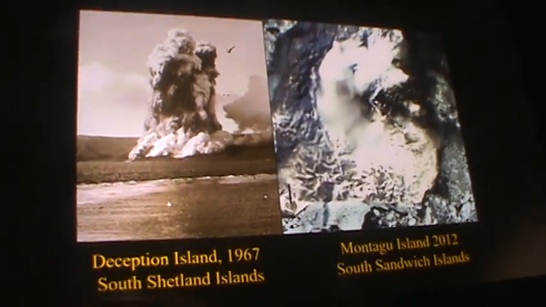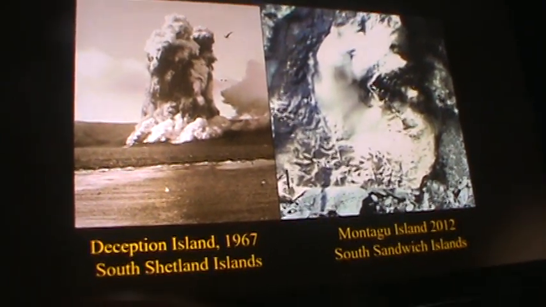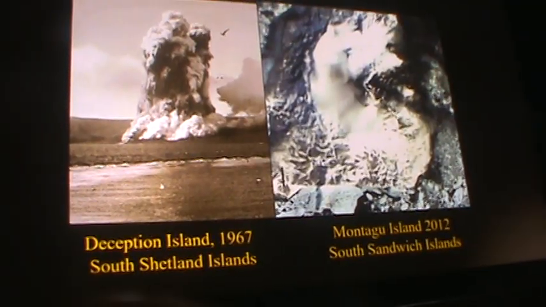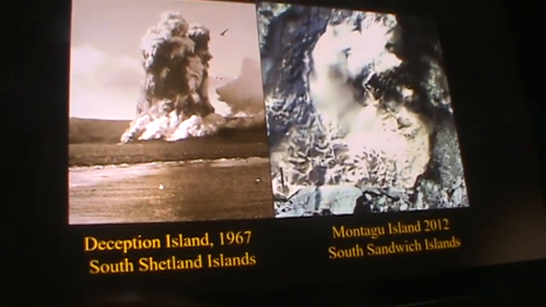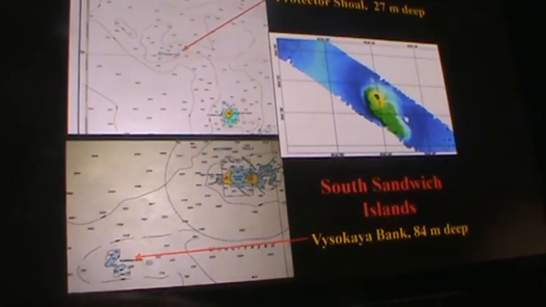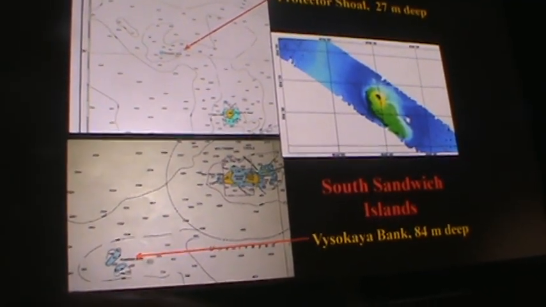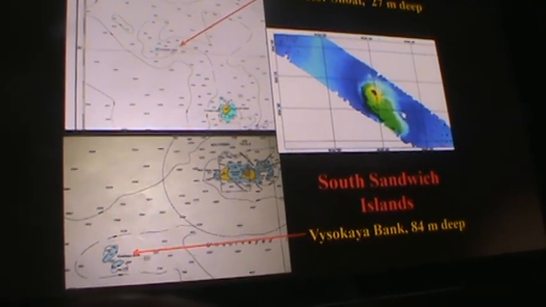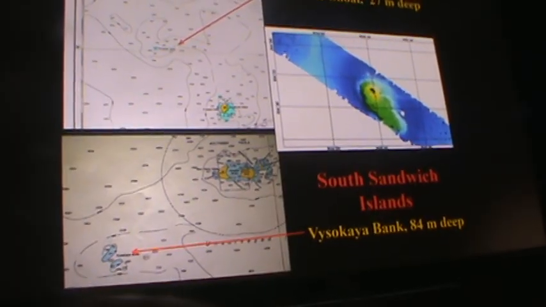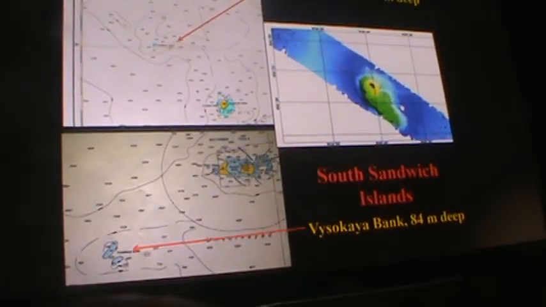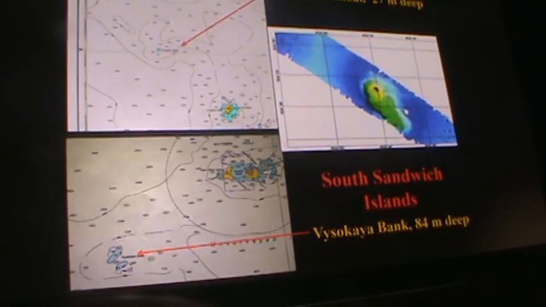Some examples. Deception Island, 1967, first of several eruptions. There it is blasting forth. Montague Island, 2012, South Sandwich Islands, quite a major eruption. In some areas, for instance the South Sandwich Islands, that's a chain of 11 volcanoes. If you look at the northern end, it's only 27 meters deep, Protector Shoal. The island you can see, Visokoi, is erupting fairly regularly. At the south of it, Visokoi Bank, similar things, only 84 meters deep.